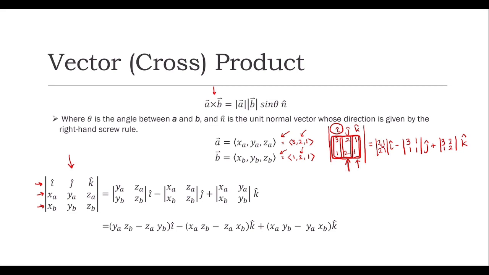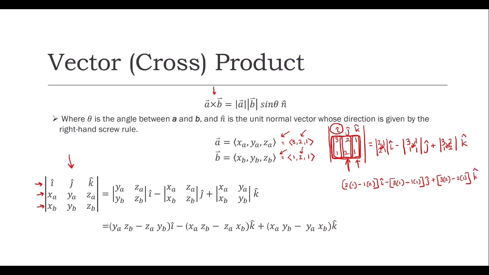So we have 2 times 1 minus 1 times 2, and then we'll do that times I, minus 3 times 1 minus 1 times 1, J, plus 3 times 2 minus 2 times 1, K.